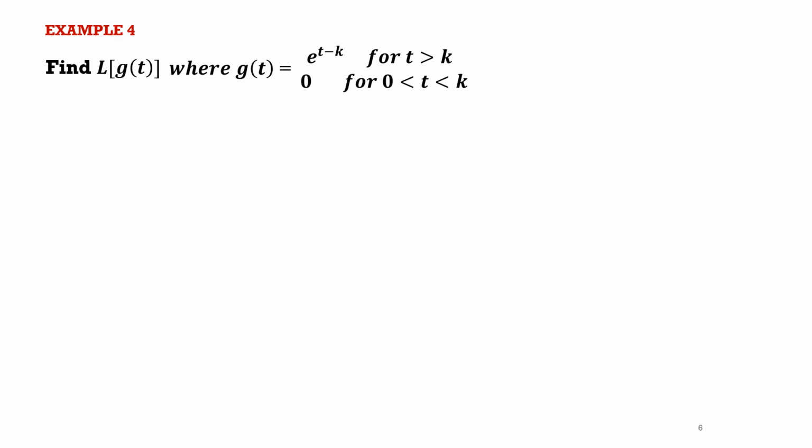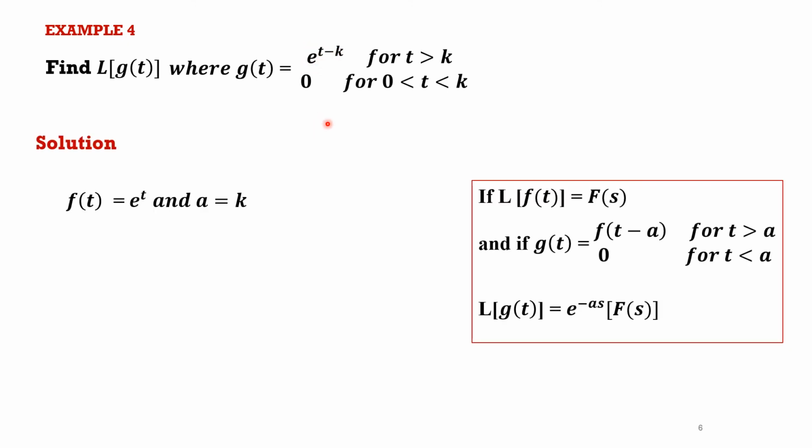Next problem. Find L of g of t where g of t is e raised to t minus k for t greater than k, equal to 0 for 0 less than t less than k, or t less than k I can say. So here a is equal to k. Remove minus k from here. Get the function f of t. So if I remove minus k from here, the function will become e raised to t. So I can write f of t is equal to e raised to t.